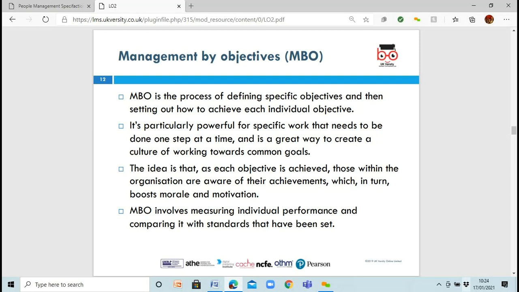So I know on a personal level, I have my little objectives when I'm able to tick them off and say this is done, and that's fine. It boosts you, it makes you happy that you've actually got to the point where you wanted to. So MBO involves measuring individual performances and it compares it with the standards that have been set. So you're all working towards the same standards and there's a level of continuity that has been set out over there.